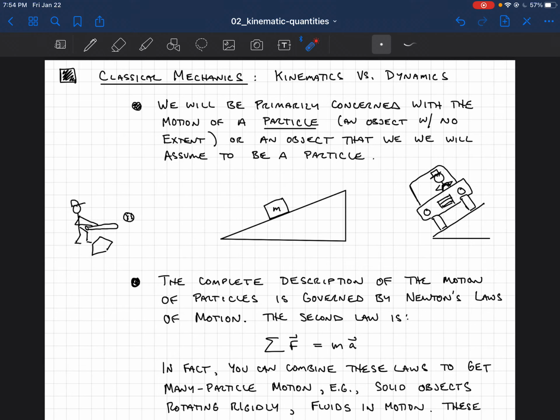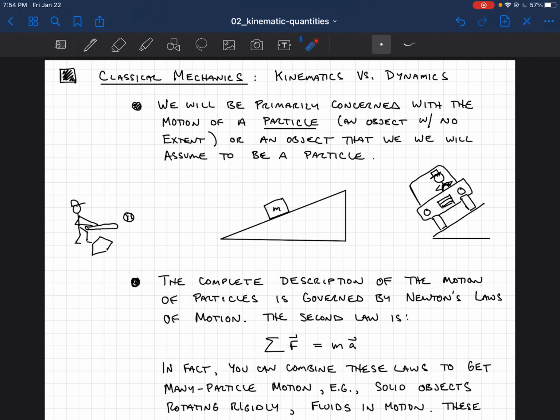And what we'll be concerned with primarily in this course is the motion of a particle. So Newton's second law, which is the main law that describes motion, tells you how the motion of a particle is determined by the forces on that particle. You can build up larger objects by putting particles together, but especially in the beginning of this course, we'll think of every object as just being a point in space, a particle.